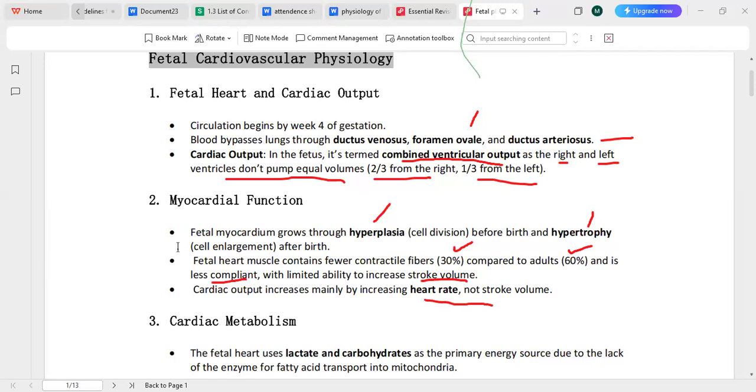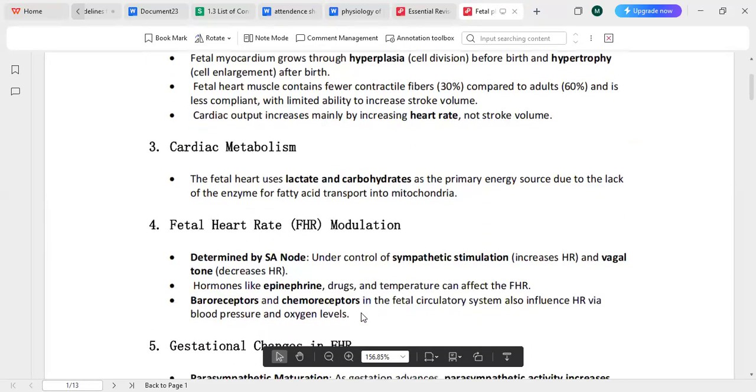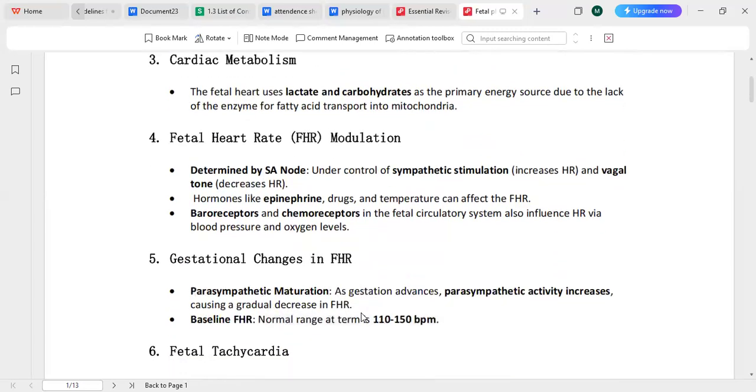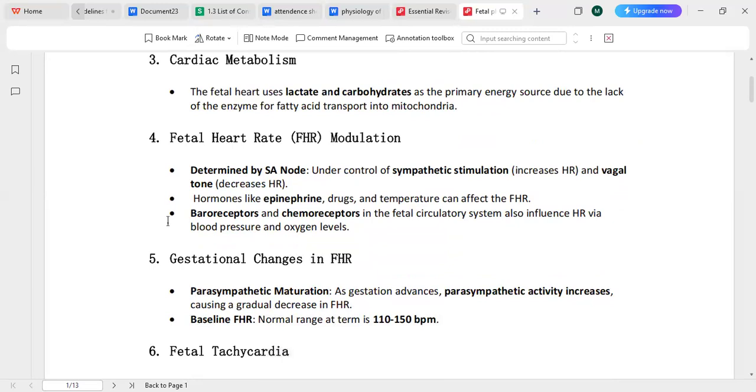What about cardiac metabolism? Let's see. The fetal heart uses lactate and carbohydrates as the primary energy source due to the lack of enzymes for fatty acid transport into mitochondria.